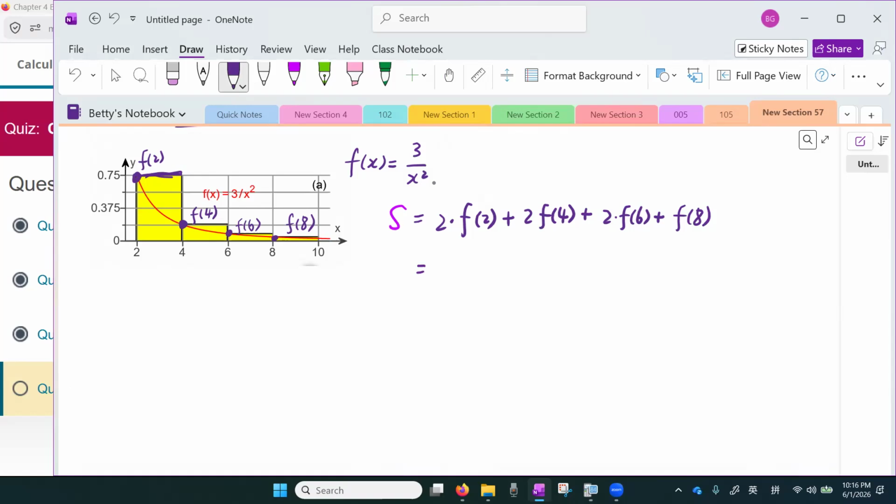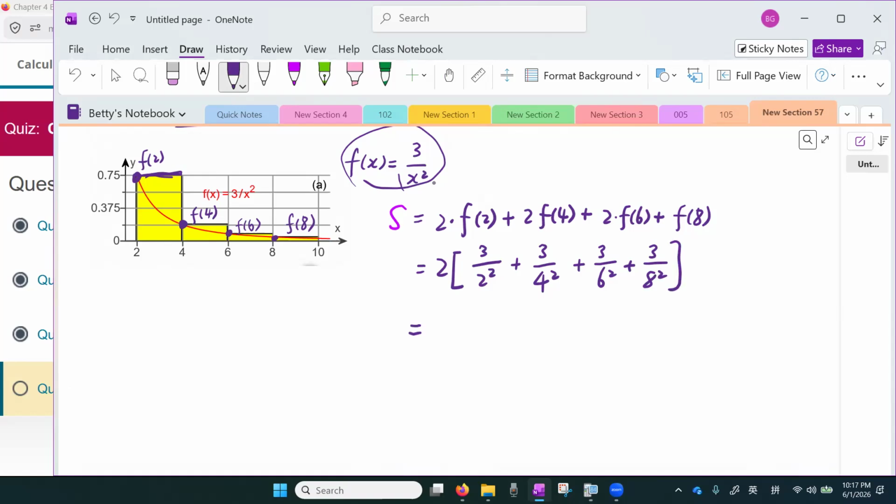Obviously, we can take 2 out, right? F of 2, this is f of x. F of 2 would be 3 over 2 squared. 3 over x squared, so it's positive. And f of 4 is 3 over 4 squared. And here f of 6, 3 over 6 squared. F of 8, 3 over 8 squared.